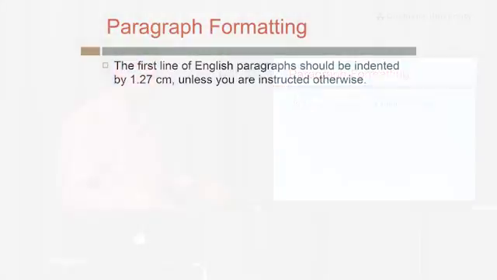In the case of English, paragraphs should be indented by 1.27 centimeters unless you're told otherwise. This is standard pretty much across all English-speaking countries and has been the case, I don't really know, but probably for more than 100 years. The 1.27, you might think, that's a very, very weird number. This is 1/2 inch. So this was pre-metric, and for non-metric countries, it's 1/2 of an inch. So 1.27 is considered ideal for when you're writing in English.